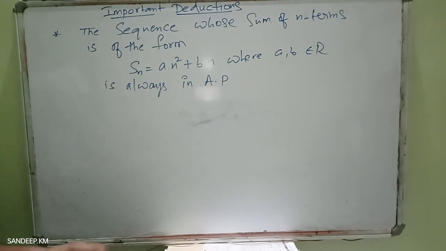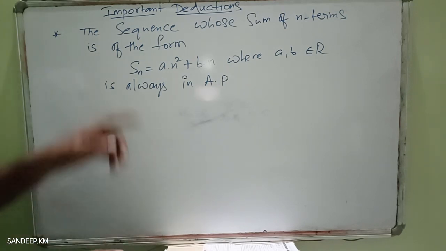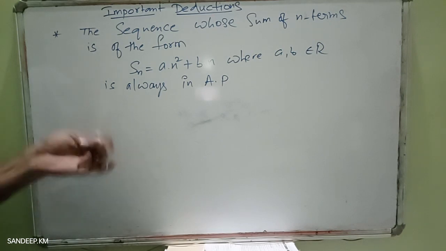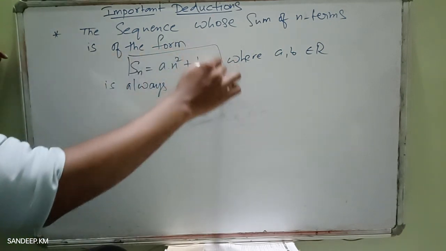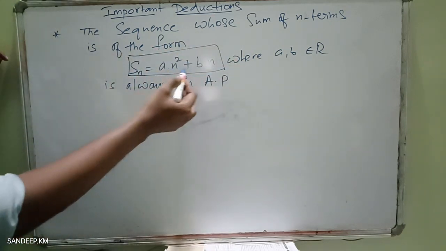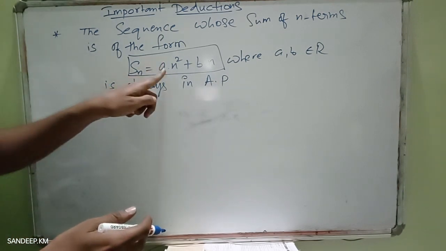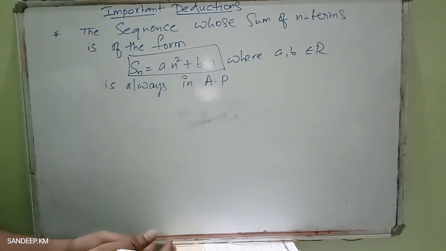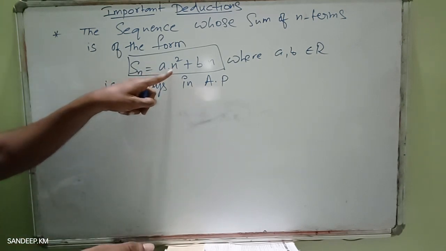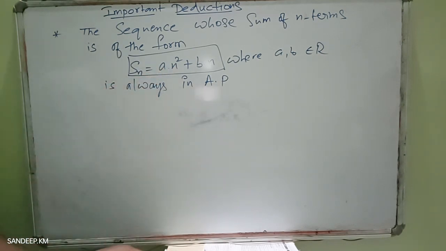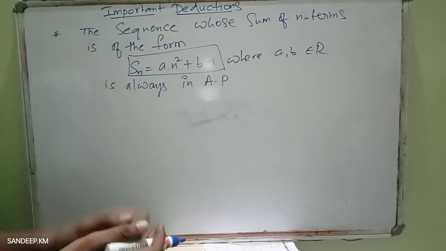The sequence whose sum of n terms is of the form, please observe this, Sn is equal to an square plus bn, where a comma b are some constants. They can be real numbers, they can be complex numbers also. If sum of n terms is in this form, then the sequence is always in AP.